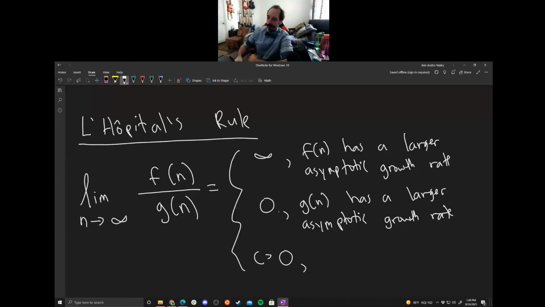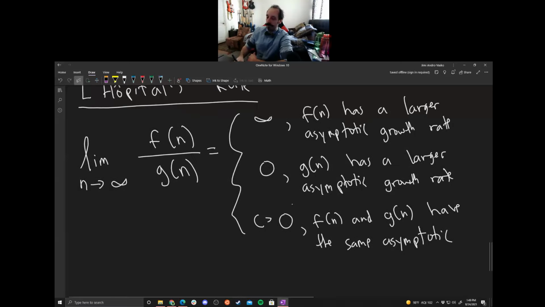And if it's a constant, then f of n and g of n have the same asymptotic growth rate. So basically, if it's a constant, that means f of n and g of n are both linear growth rates, or they're both quadratic, or they're both logarithmic, whatever. That's what it means. But if it's infinity or 0, then one grows much more than the other. So this can be helpful in certain situations to help you determine which function is bigger or smaller. Let's do a few examples of L'Hopital's rule.